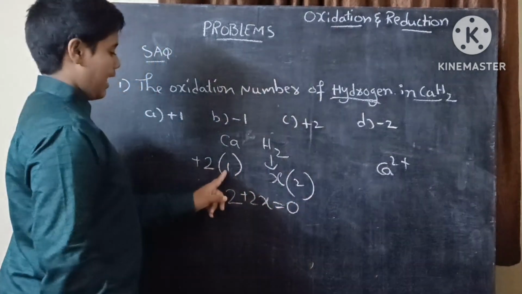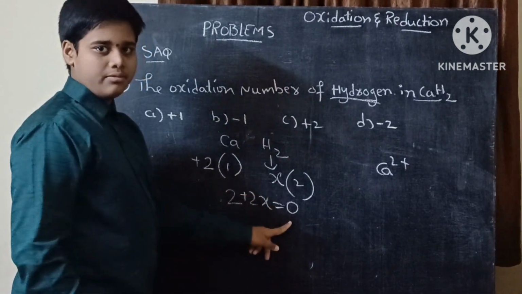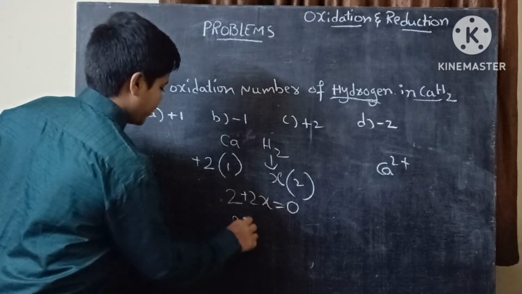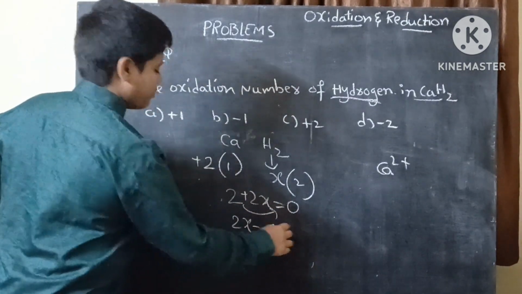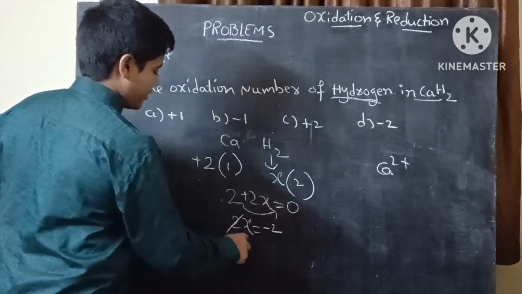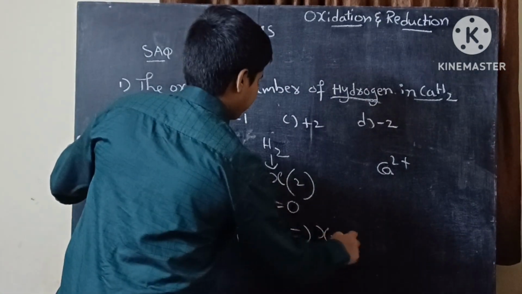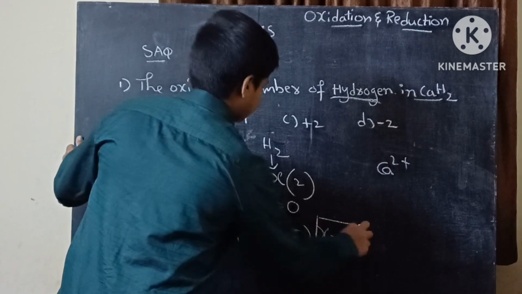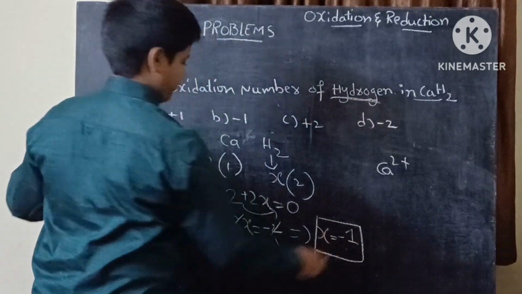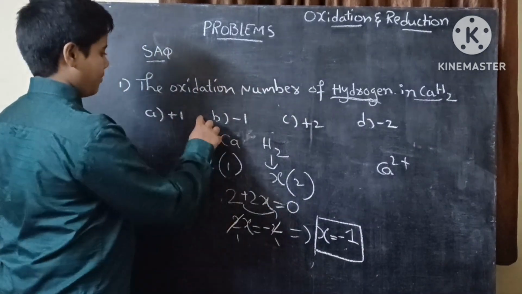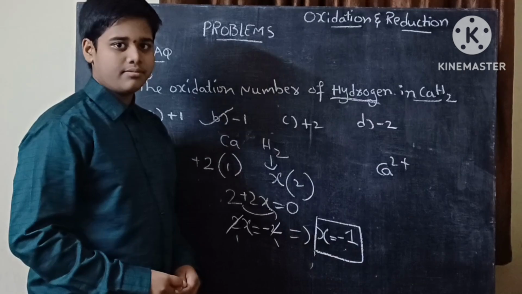We have to add these oxidation numbers and equate with 0. So 2X, if we transfer the 2 to the other side, becomes minus 2. So X equals minus 1. So the oxidation number of hydrogen is minus 1. Option B is the correct answer. So this is the first question.